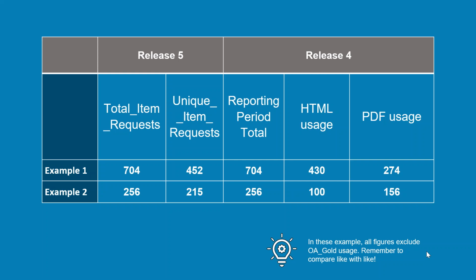We also need to mention all of these figures exclude open access gold usage. Now, we will be running a webinar on open access reports and how they now work in release 5, but do bear in mind when you're looking at your journal reports that these reports actually exclude OA gold usage. So we've put a little reminder there on this slide. Remember to compare like with like. Next slide, please.